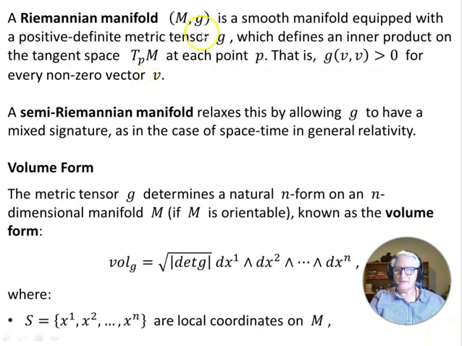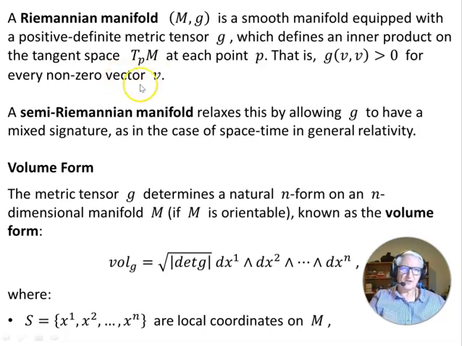So a Riemannian manifold, this pair (M, g), the manifold M and a metric g defined on the manifold, is a smooth manifold equipped with a positive definite metric tensor g, which defines an inner product on the tangent space to the manifold at each point p, T_pM. The inner product of two vectors under the given metric is positive, greater than 0, for every non-zero vector v.